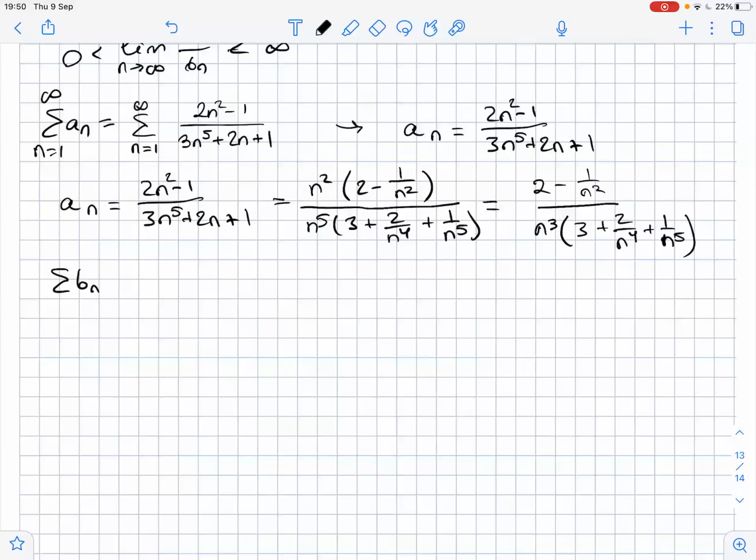Now let's assume that series bn, where n goes from 1 to infinity, equals 1 over n cubed. We know that this series is convergent according to the p-series test. So here p equals 3, so the series is convergent.